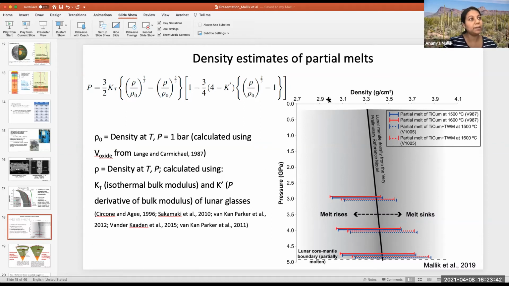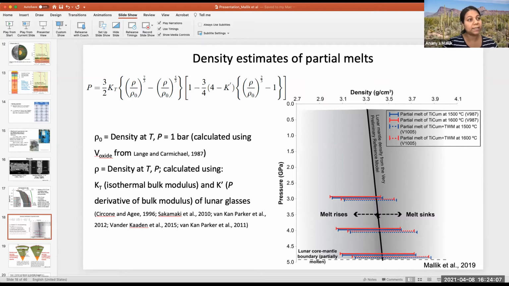So this figure, again, is density versus depth versus pressure, pressure going up as you go higher in depth. And then this line right here, the black line, is actually the average lunar mantle density from the very preliminary reference model for the Moon from Garcia et al. 2012. And these here are the density estimates for the liquids that came out of these experiments.